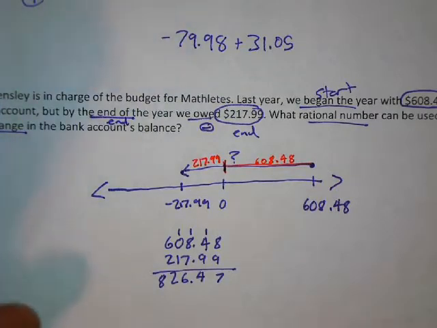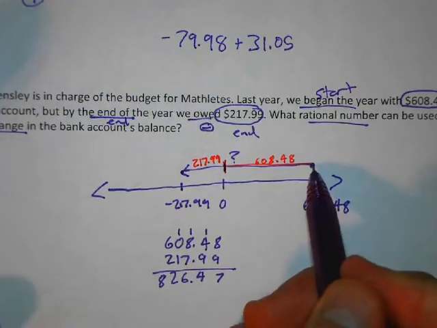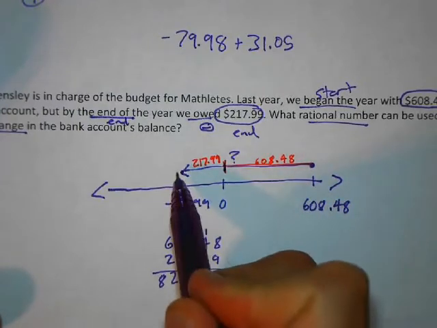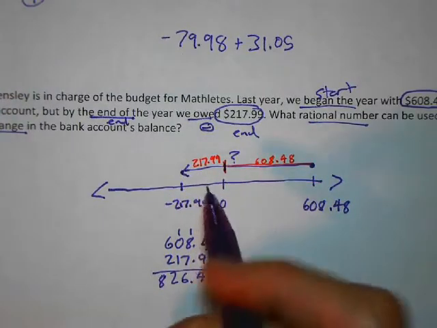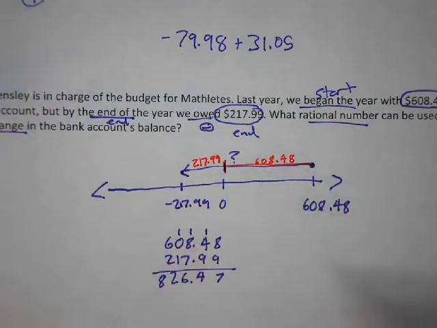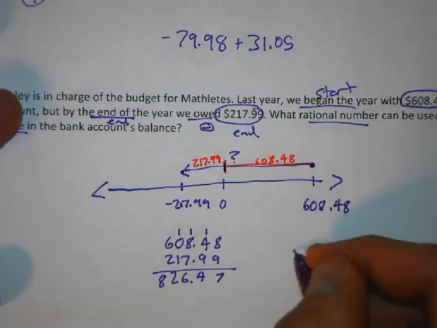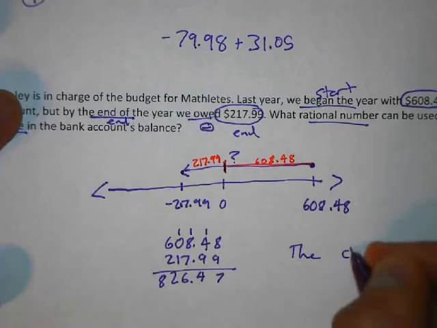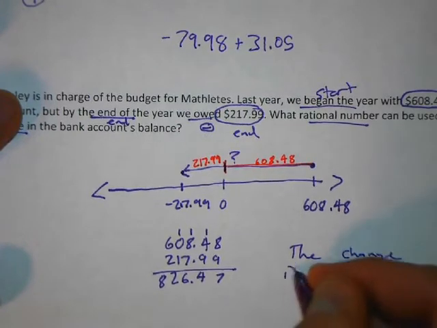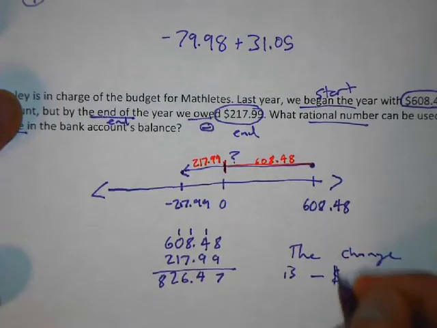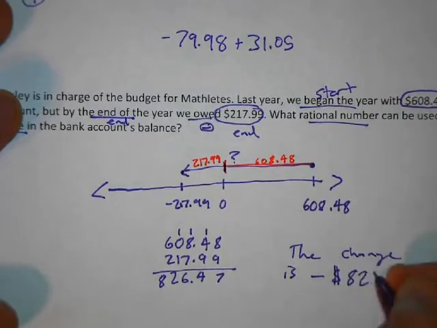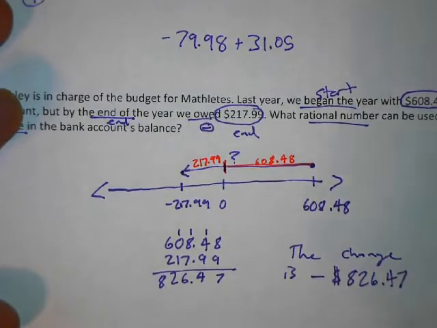But I'm not totally done, because when I look at this, I notice that it's going in the negative direction. And if I'm asking for the change, I need to know what direction did it go in. So it must have been negative. The change is negative. Go ahead and put units in there, $826.47.